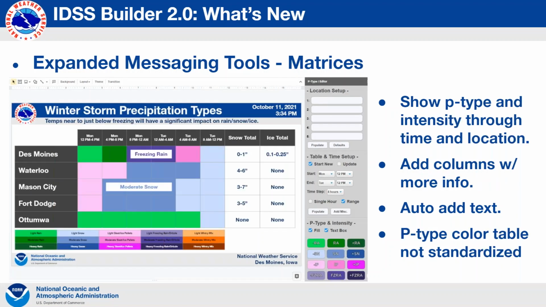We also made a new tool that is similar to the hazard matrix, but this one conveys P-type and intensity. So we reached out to the emerging tech team folks about the color table, but currently there is no national standard, so we're running with what is in there for now, and that attempts to match what we see in GFE and NDFD. So I'm sure there will be some feedback here, and we'll be sure to pass any ideas and suggestions for a color table up the chain.